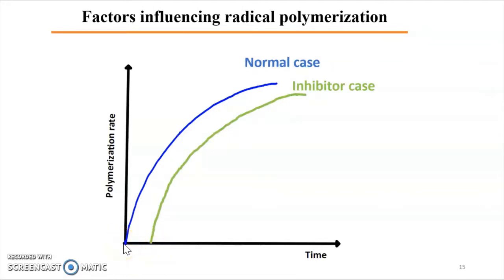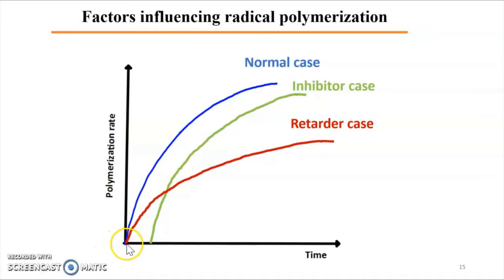So if I have inhibitors, once the quantity is consumed, then I start the polymerization, and the polymerization starts at the same rate as the normal case. It's just delayed in time, in starting time. If I have retarder, the polymerization starts from the beginning, but the problem is that the rate of polymerization decreases because of the presence of retarder in the medium.